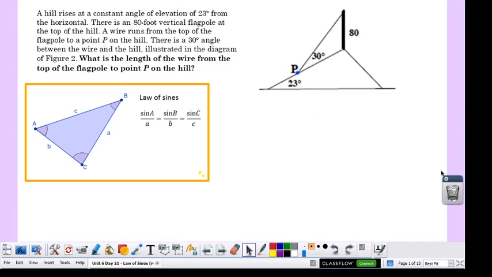Welcome to our day 21 lesson. This is a lesson about the law of sines and one example problem that we had.